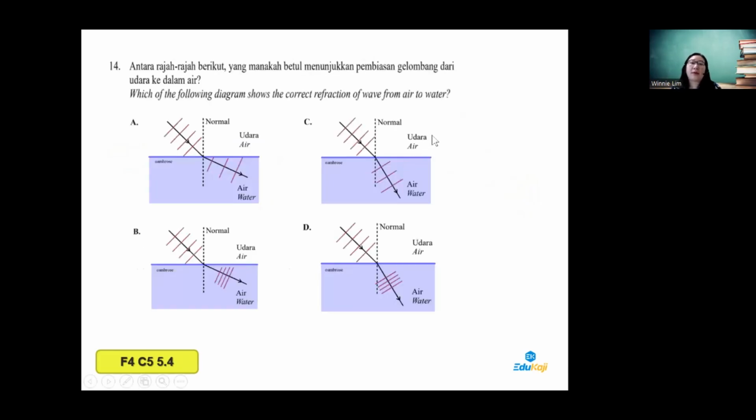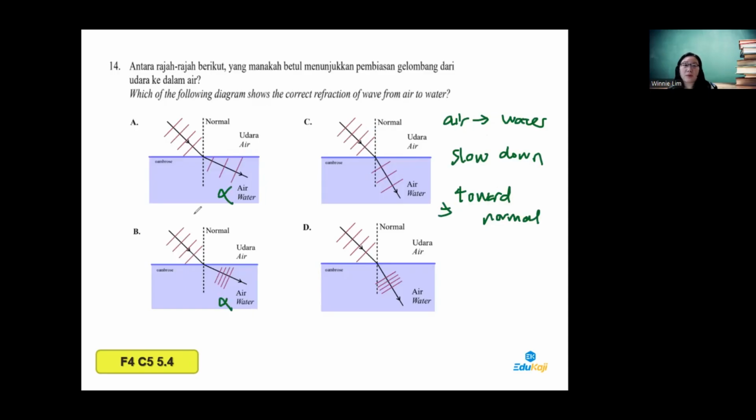14. Which of the following diagrams show the correct refraction of wave from air to water? As you all know, refraction of water wave occurs when there is a different depth in water. So when they are traveling from air to water, basically they will slow down. If they slow down, that means they will refract towards the normal first. So we look at which line is towards the normal. This one is away from the normal. The dotted line is the normal line. Okay, so either C or D.